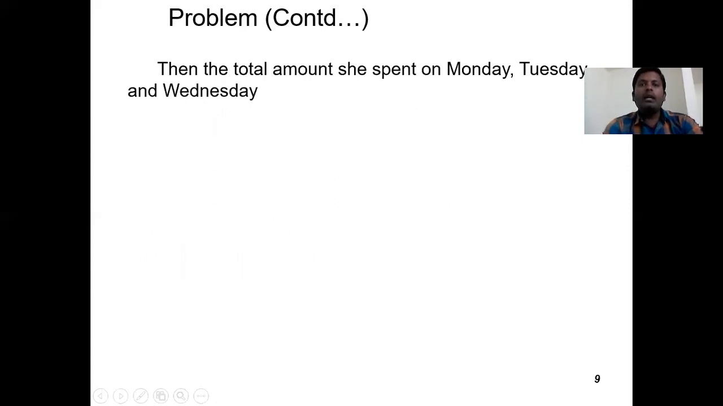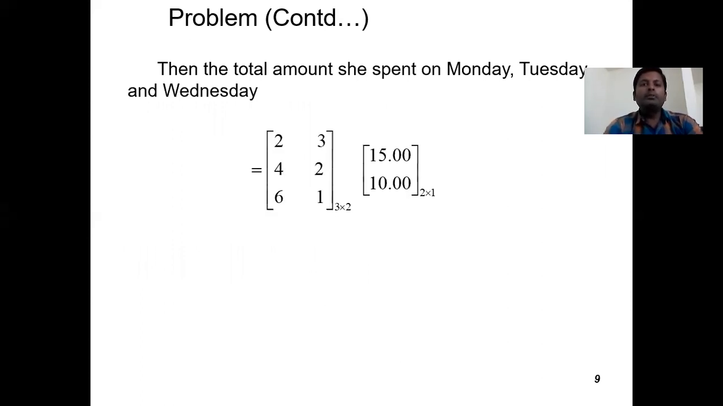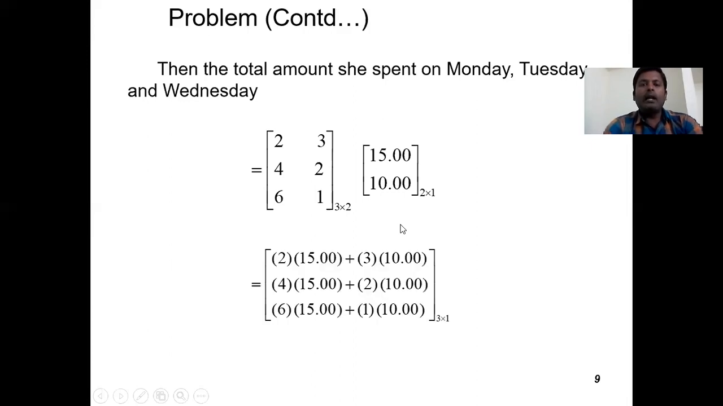Then the total amount he spent on Monday, Tuesday and Wednesday. We find here 2, 3, 4, 2, 6, 1. This is a 3 by 2 matrix. How much is the cost here? 15 rupees and 10 rupees. This is a 2 by 1 matrix. Now we write the multiplication. We can do the multiplication.